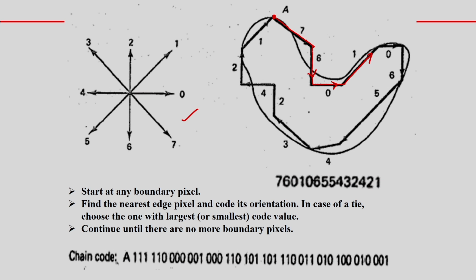So corresponding to this, I have these directions: 7, 6, 0, 1, 0, 6, 5, 5, 4, 3, 2, 4, 2, 1, corresponding to that particular boundary. After this, these numbers I can represent in binary form. The starting point is A. Corresponding to 7, I have 1, 1, 1. 6 is 1, 1, 0. That is represented in binary form. That is the chain code.